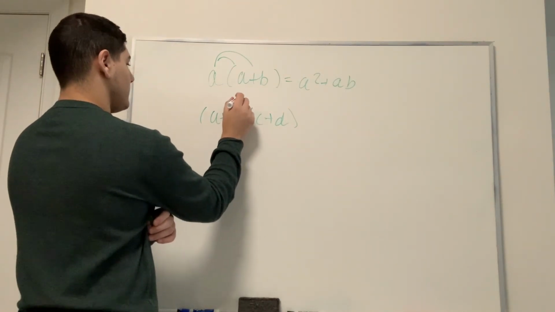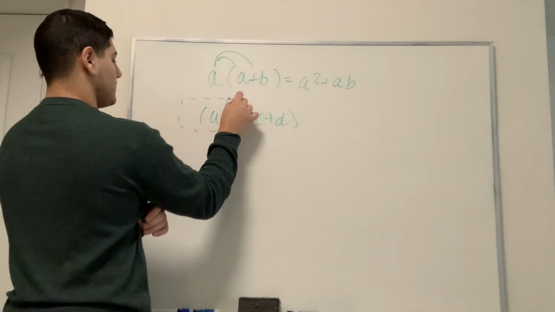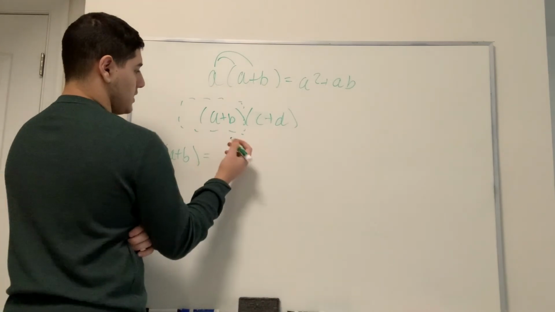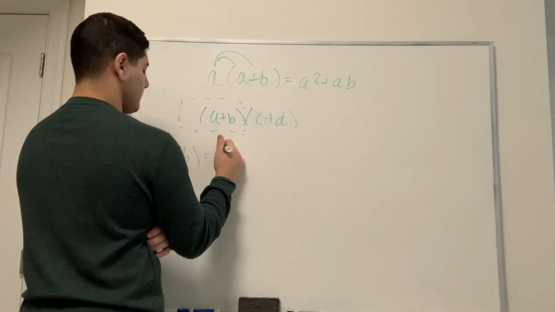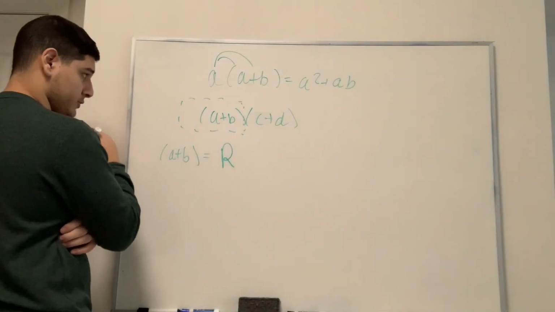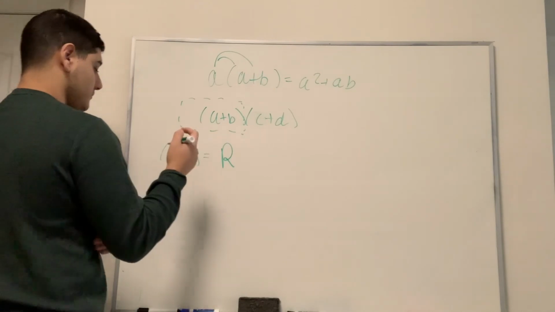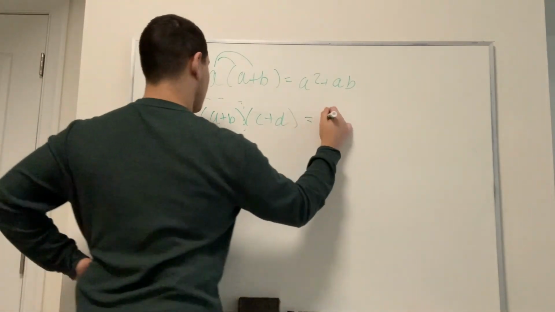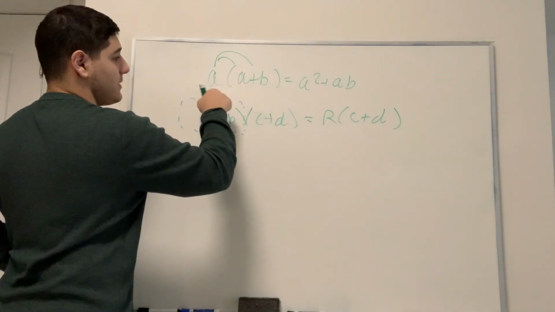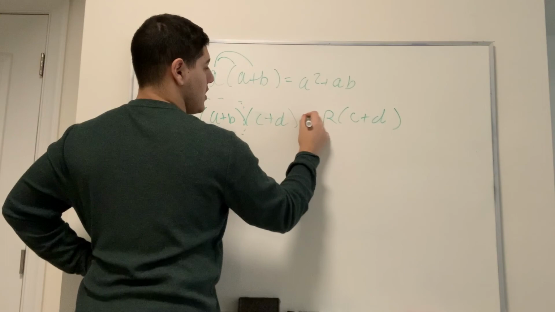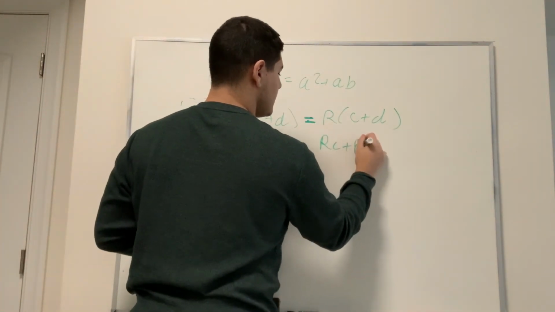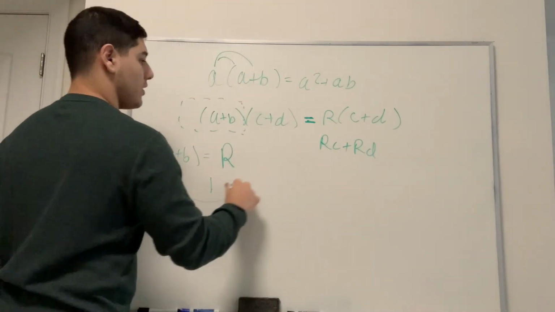But really, for conceptual understanding, we'll consider A plus B to equal R. It's random. So this is equal to R times C plus D. And you'll notice, it's the same as the simple distributive property. With a single term times two terms, you distribute it. RC plus RD. Well, guess what? Now, why don't we plug R back in?